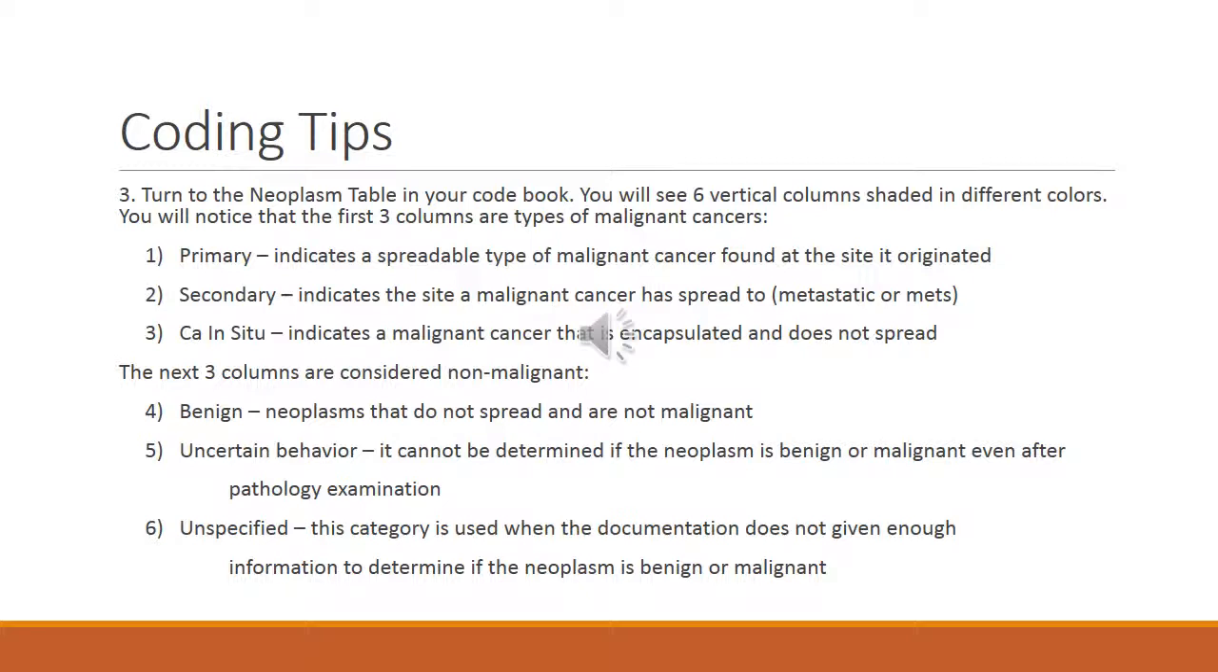The fifth column is for uncertain behavior, which is used when it cannot be determined if the neoplasm is benign or malignant even after pathology examination. And the last column, the number 6, is unspecified, which is used when the documentation does not give enough information to determine if the neoplasm is benign or malignant.